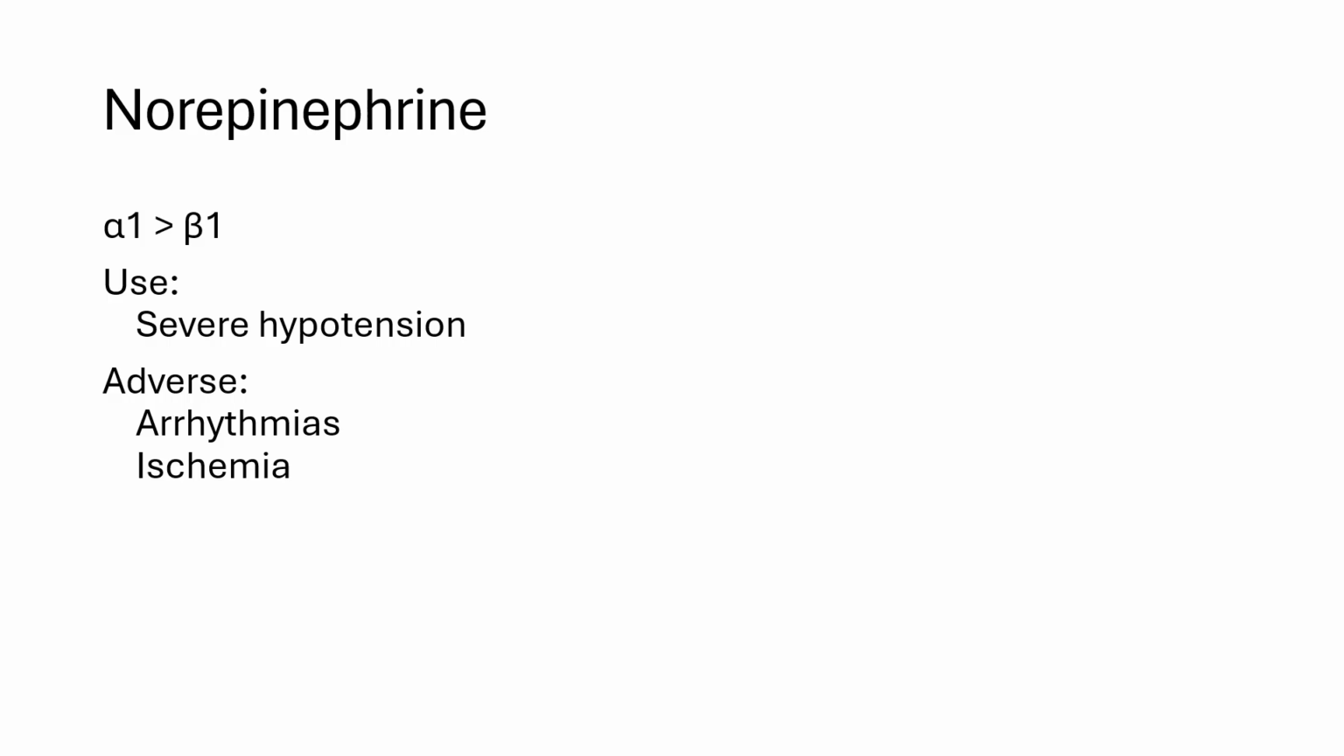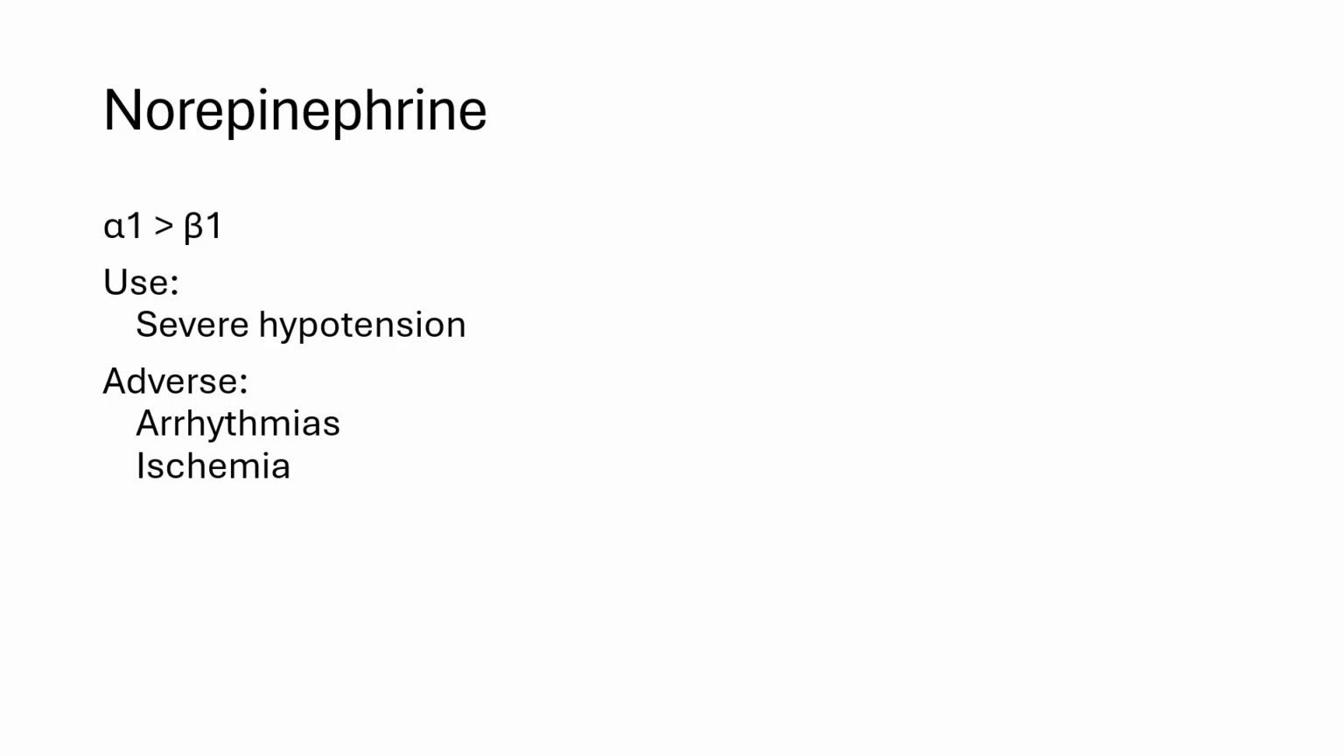So moving on to norepinephrine. Norepinephrine has strong alpha-1 activity and some beta-1 activity. The alpha-1 effect predominates, meaning its primary action is vasoconstriction and increased systemic vascular resistance. However, there is some beta-1 activity which also increases contractility and, to a lesser extent, heart rate. Because of this mixed activity, norepinephrine increases both systemic vascular resistance and cardiac output, although again, the dominant effect is vasoconstriction. It is used in severe hypotension, particularly when both vascular tone and perfusion need to be restored.